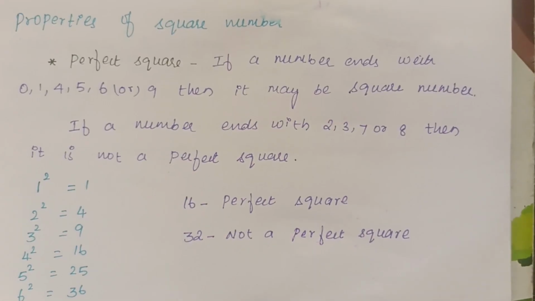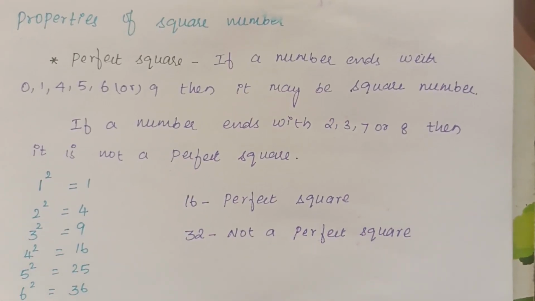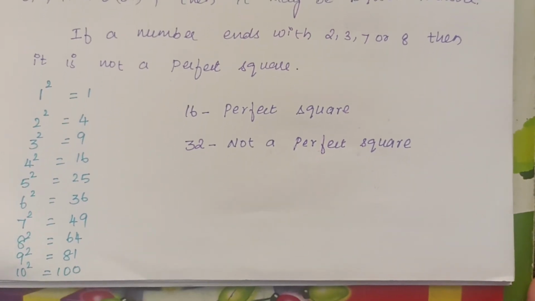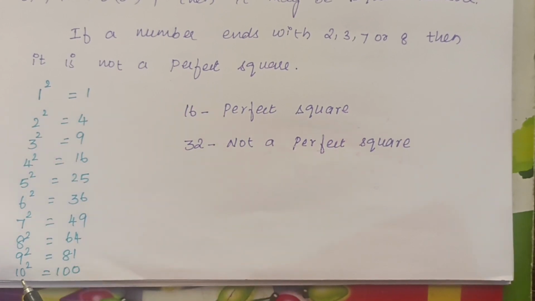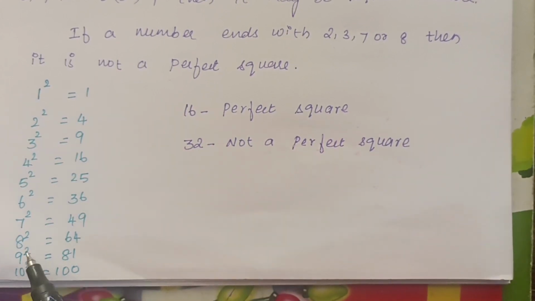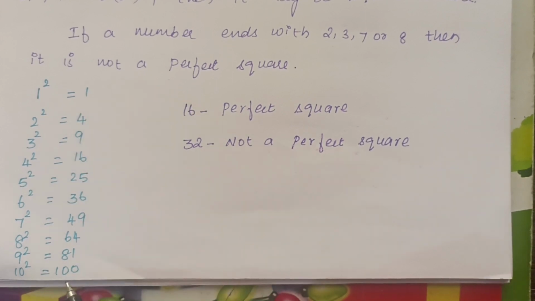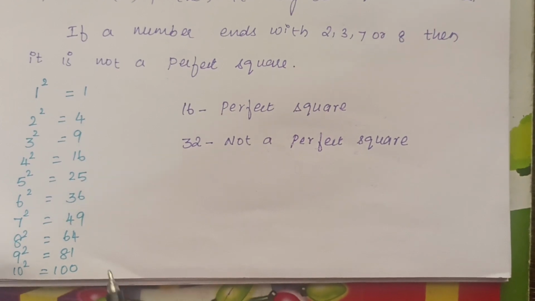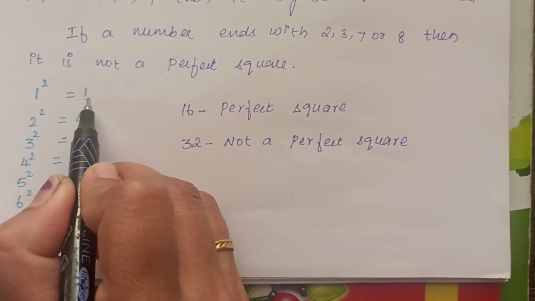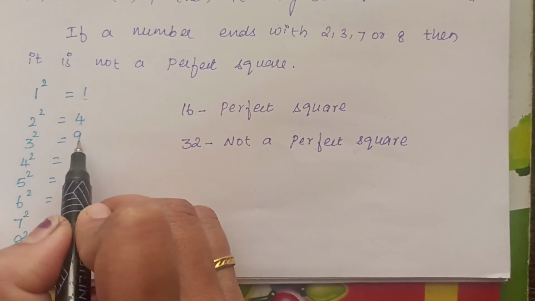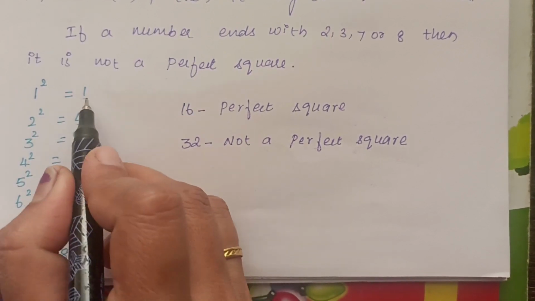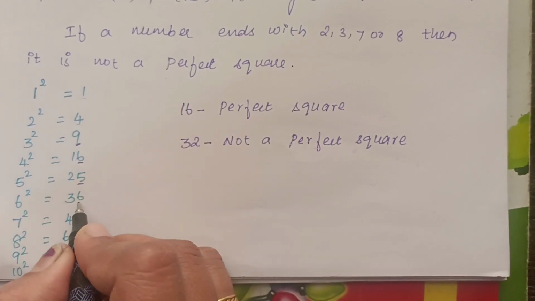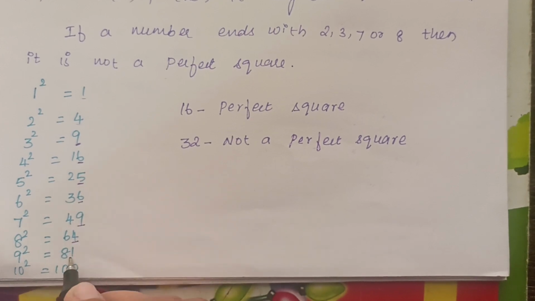First property is the perfect square. So when can we say a number is a perfect square? Here we have the squares of the numbers up to 10. So 10 square is 100, 9 square is 81. Here we have 1 to 100. So when will we say a number is a perfect square? Here we can see the unit digits of the square numbers: 1, 4, 9, 6, 5, 6, 9, 4, 1, 0.